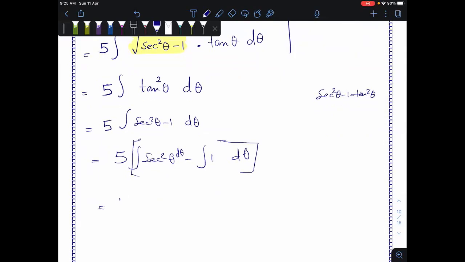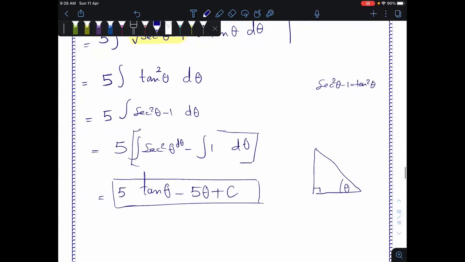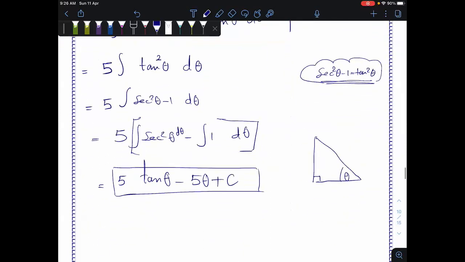So it's equal to 5 times the integral of sec squared, which is tan theta, minus 5 theta, plus c. Now we go back to x equals 5 sec theta, so sec theta equals x over 5.